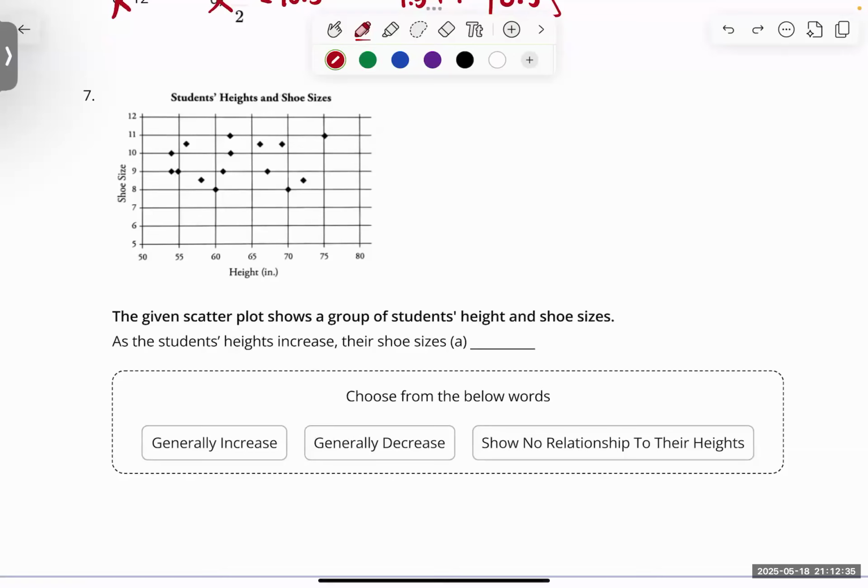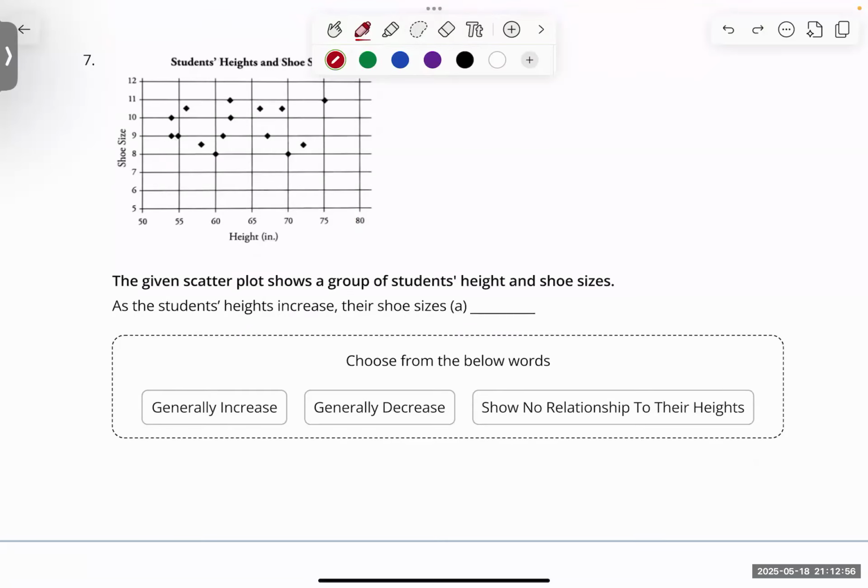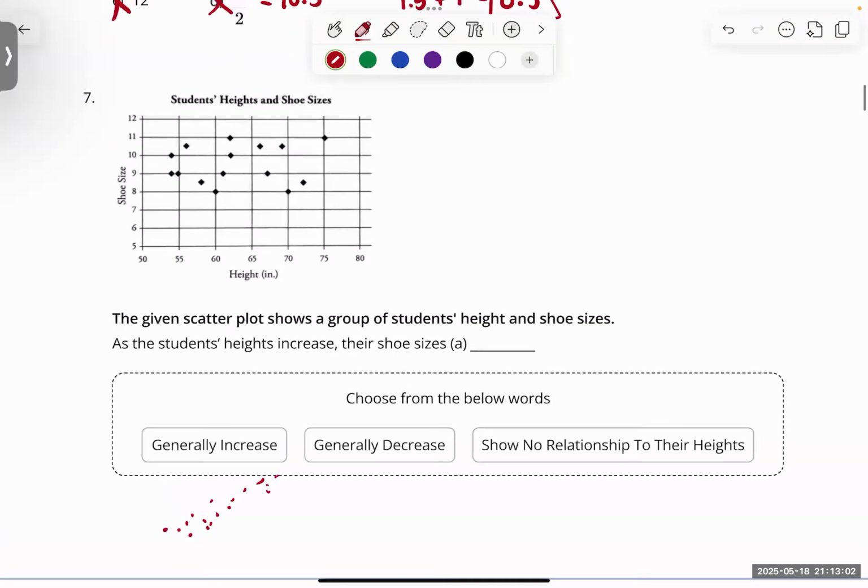The given scatter plot shows a group of students' height and shoe sizes. As the student's height increases, that means we're looking here. As the height is going up, their shoe sizes either A, generally increase, generally decrease, or show no relationship to their heights. So general increase quite literally means we're seeing a gradual increase. But over here, we're not really seeing that. It's kind of all over the place.